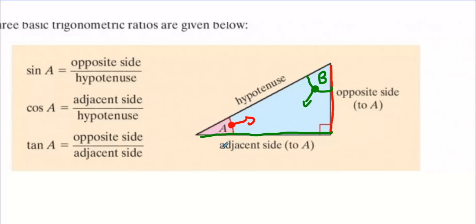Now, for argument's sake, if I now create an angle B, what side is opposite angle B? The one that was adjacent to A. So this one would actually be opposite B. And what does that change this one to? Adjacent to B. We all cool with that?